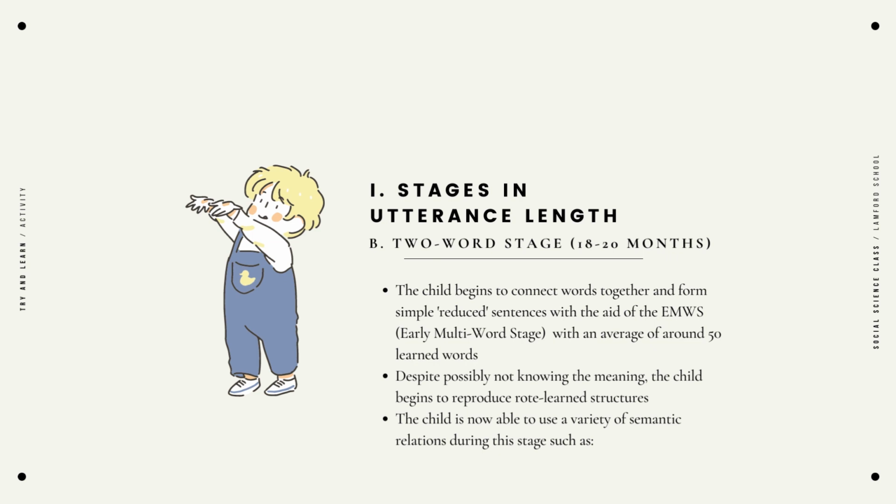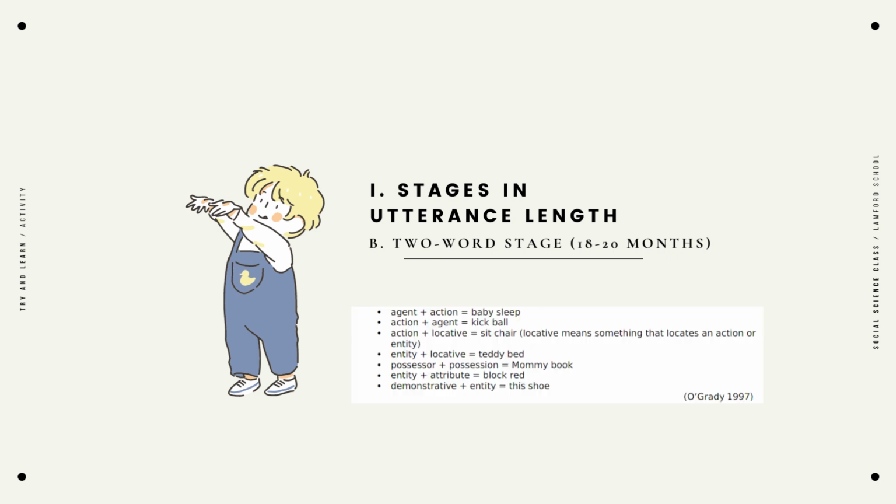However, despite not knowing the meaning of these words, they begin to reproduce rote learned structures. Now they are able to use a variety of semantic relations during this stage. The following are examples. They can now combine agent plus action, action plus agent, action plus locative, and so on and so forth, as you can see on the screen.